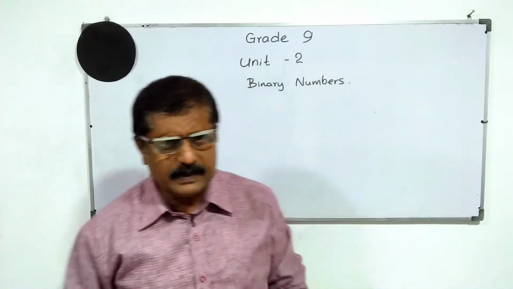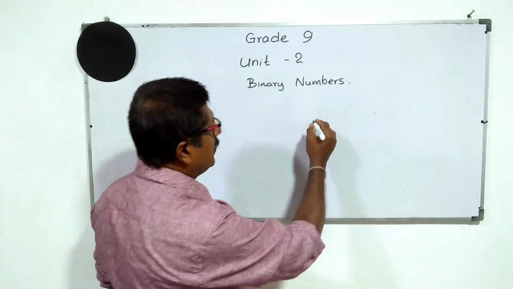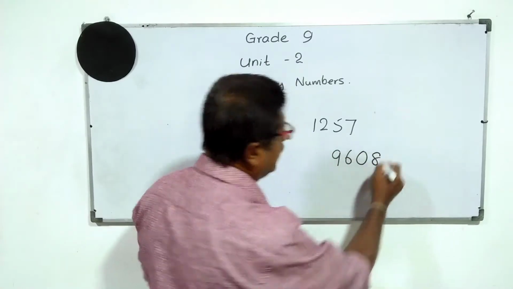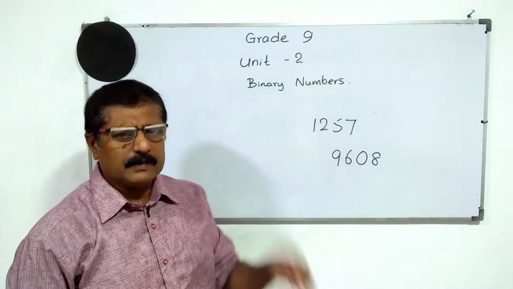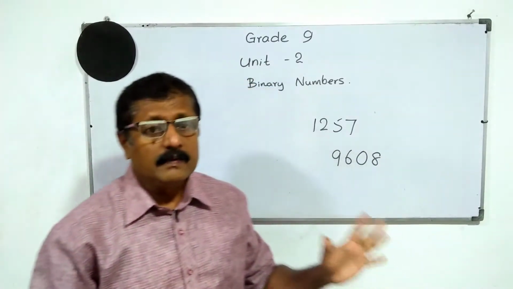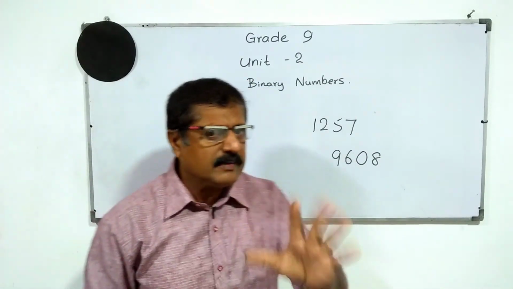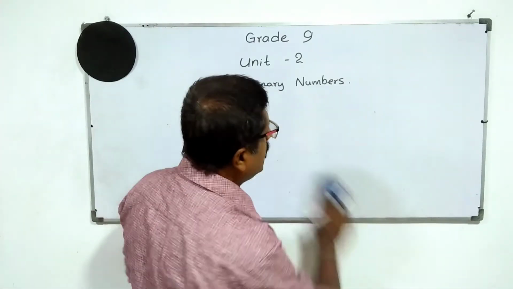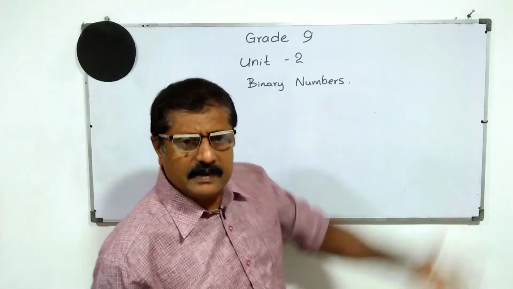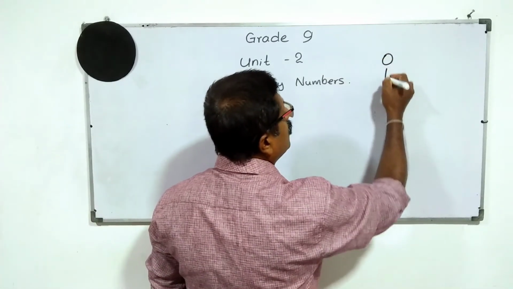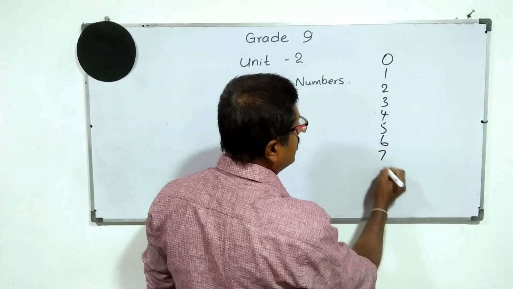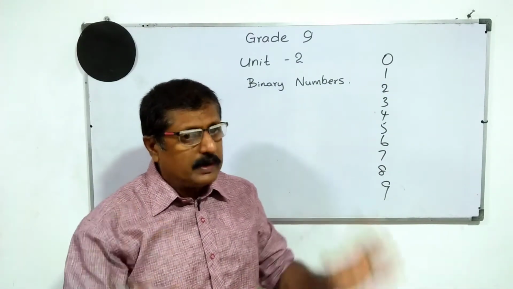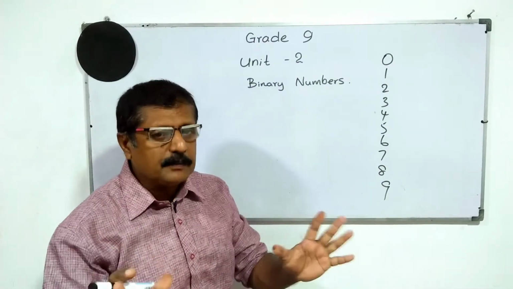Now, we usually write numbers. Right? 1257, 9608. Like this, we usually write numbers. What are these numbers? They are our ordinary numbers. They are called decimal numbers. Why are they called decimal numbers? They are all based upon 10. Now, what are the digits that we use for writing these numbers? We use 10 digits: 0, 1, 2, 3, 4, 5, 6, 7, 8 and 9. These are the 10 digits that we use for writing our ordinary numbers, or in other words, decimal numbers.